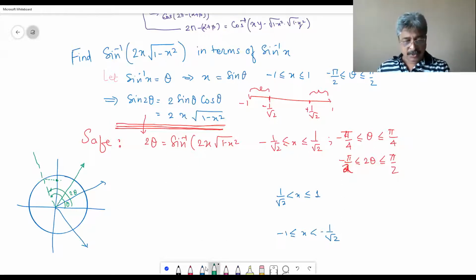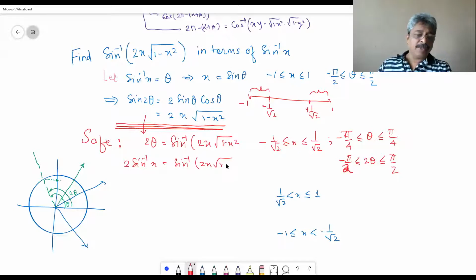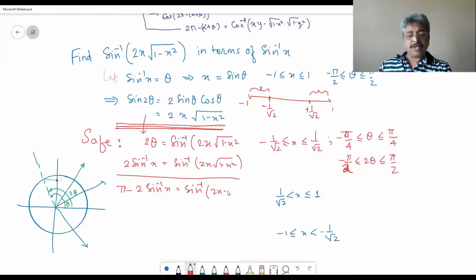Now here let's write one more thing. We are not supposed to write it in 2 theta. It is 2 times sine inverse of x is equal to sine inverse of 2x radical 1 minus x square. That is the answer for first case. Now if it is a second case, then the answer will be pi minus 2 times sine inverse of x is equal to sine inverse of 2x into radical 1 minus x square.